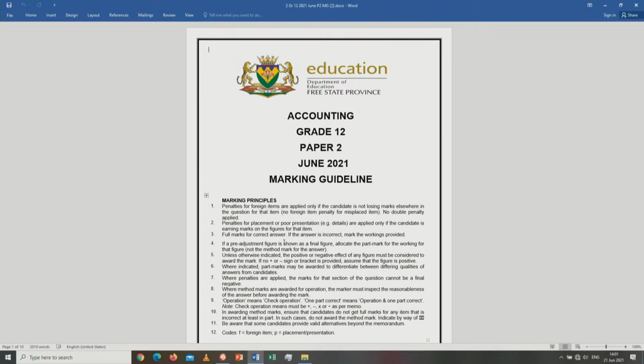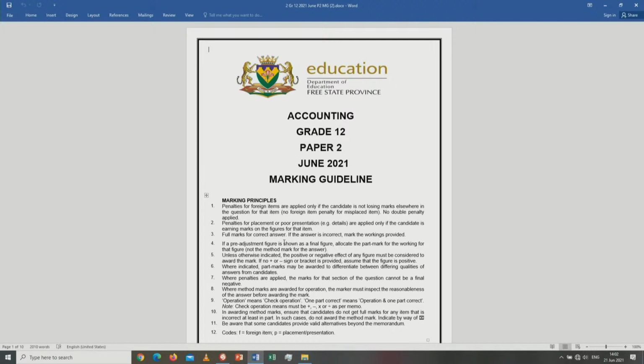Now let's focus on this one quickly. You start with the final answer. If the final answer is correct, then you give the learner the 3, the 4, the 5 marks, all 5 marks. Because what we've noticed is, if the learner only writes the final answer, you give 1 mark instead of say 4 or 5, however many marks is supposed to be allocated. So if it says full marks for the correct answer, give the full marks to the learner. And if the answer is incorrect, you then go to the workings.